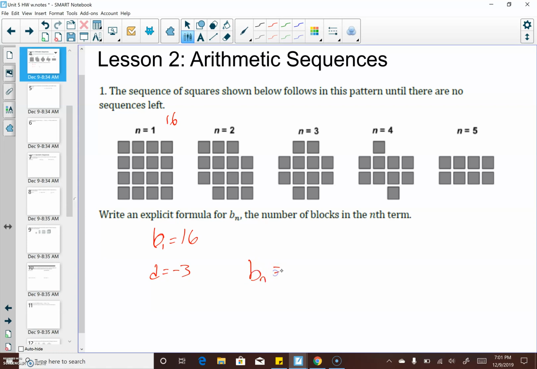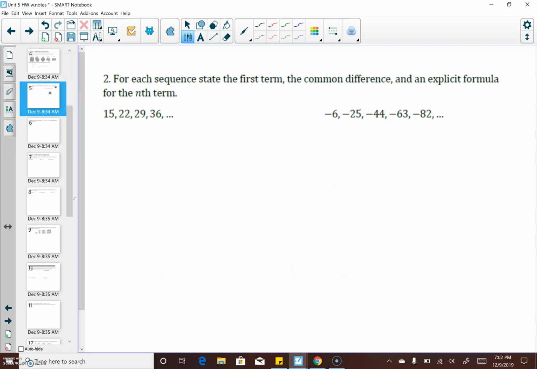So our formula is going to be b sub n equals our first term minus, and I wrote minus 3, I mean minus 2, times n minus 1. So you remember, you are always going to subtract or add that number one less times than the term you are looking for. Therefore, that's where the n minus 1 comes into play.